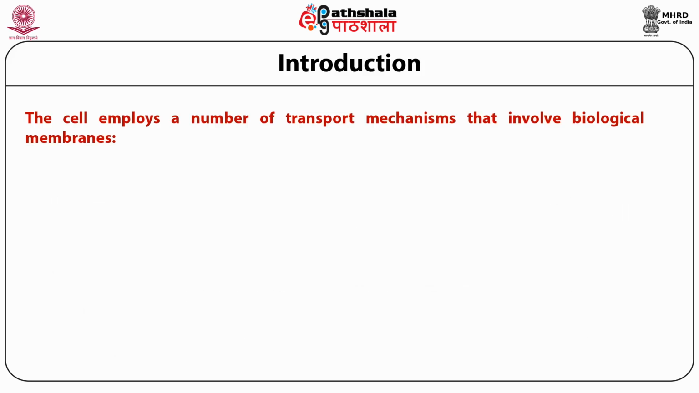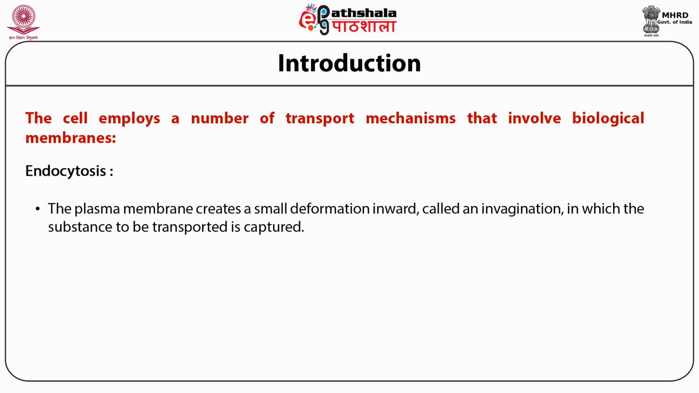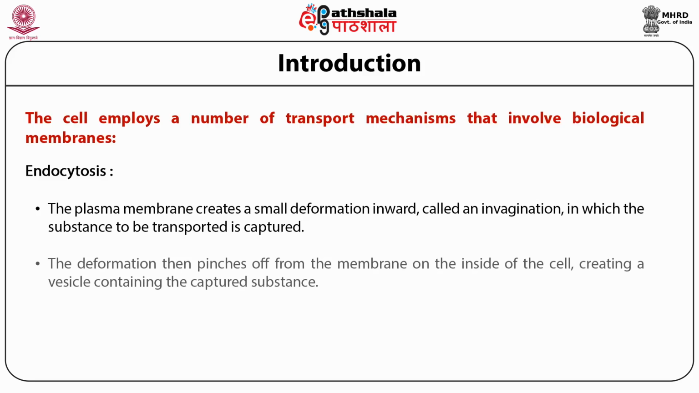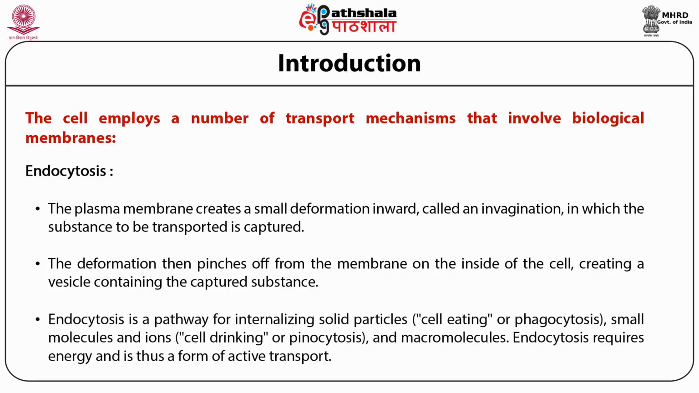The other mechanism of transport by the membrane includes endocytosis, where the plasma membrane creates a small deformation inwards, known as invagination, in which the substrate to be transported is captured. This invagination then pinches off from the membrane on the inside of the cell, creating a vesicle containing the captured substrate. So endocytosis is a pathway of internalizing solid particles. It requires energy and it is an active transport.